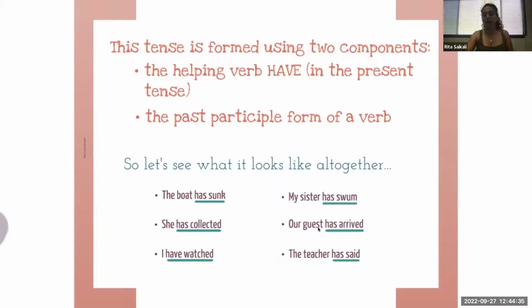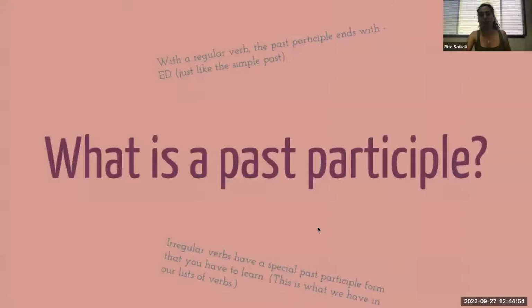Our guest arrived is almost like an end to that. It just happened once and that's it. Our guest has arrived means it's almost like it's in the present moment, kind of. I'll find a better way to explain it in a second. Let's continue. Let me not confuse everybody.